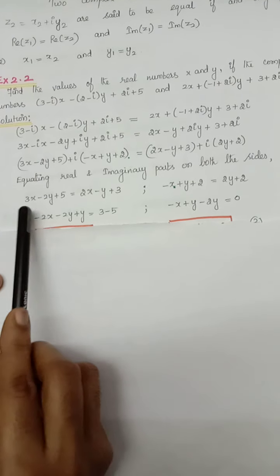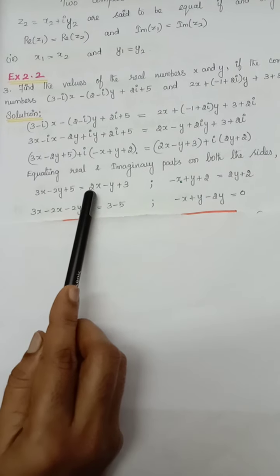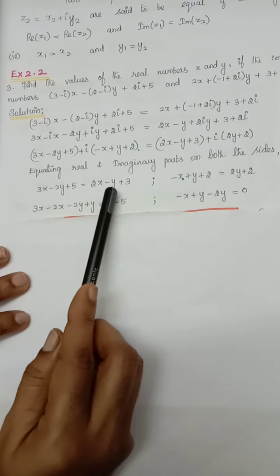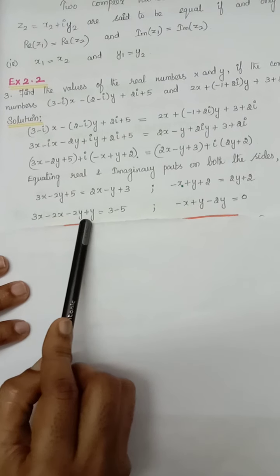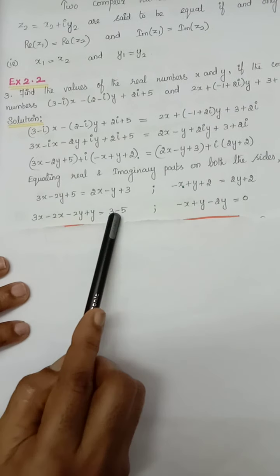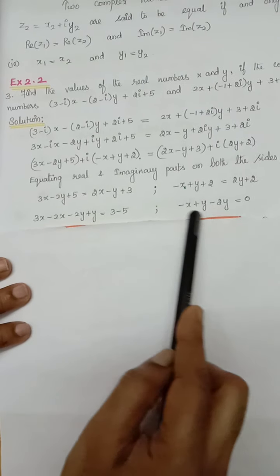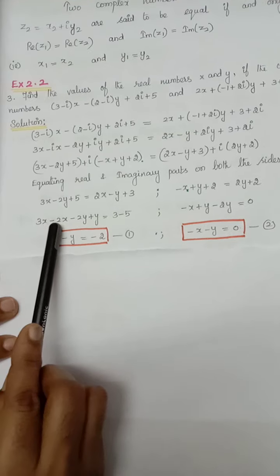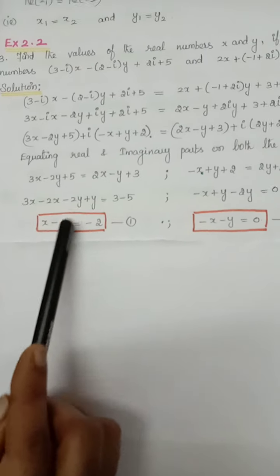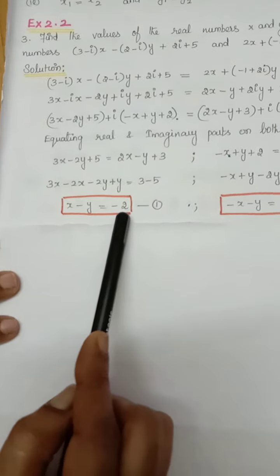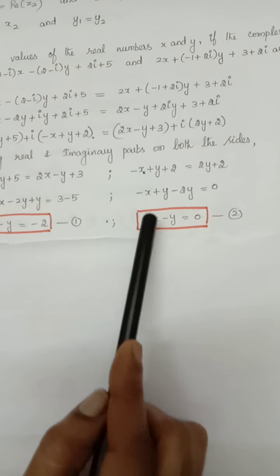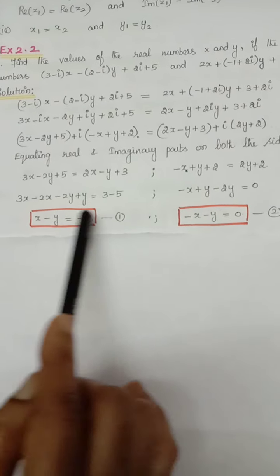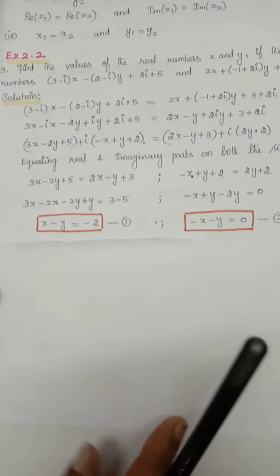Next you have to arrange. So 3x, bring this 2x to the left side as minus 2x, minus 2y is on the left side, bring this minus y to the right side as plus y. Here this plus 5, when you take it to the right side, becomes minus 5. In the same way you have to arrange this also. So when you simplify, 3x minus 2x is x, minus 2y plus y is minus y, 3 minus 5 is equal to minus 2. So here you are having minus x, y minus 2y is minus y. So you have to solve these two equations.